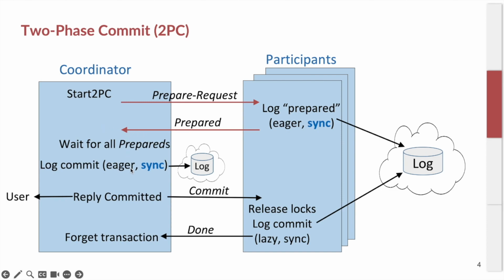After the coordinator receives prepared from all the partitions, it logs commit and sends a commit message to all participants. At this time, the coordinator can reply to the user saying the transaction is committed. And when the participant receives the commit message, it can release the locks.